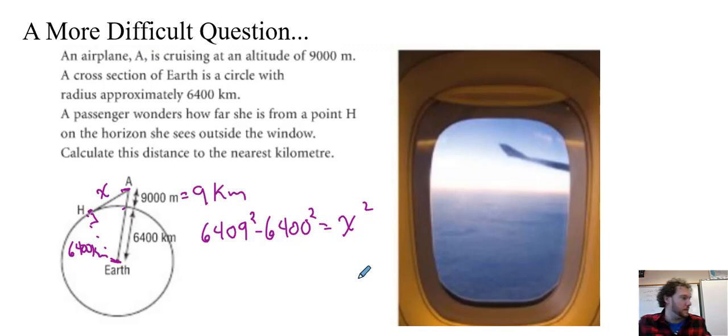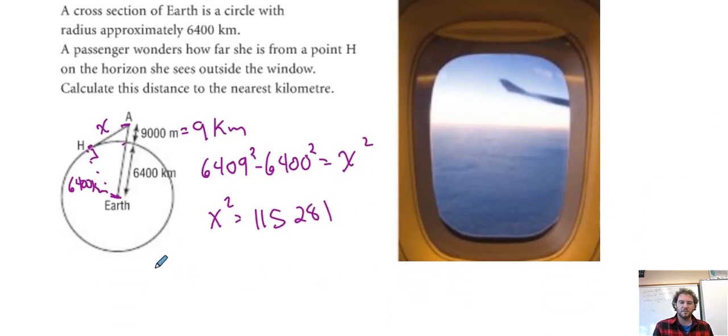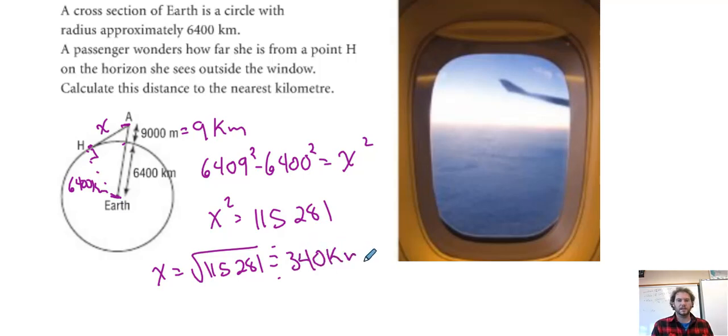So if we grab our calculator in this case, because I'm not going to do this one by hand, 6,409 squared minus 6,400 squared gives x squared equal to 115,281. Then I can find the value of x by taking the square root of 115,281, which is approximately 340 kilometers. Okay, so approximately 340 kilometers.